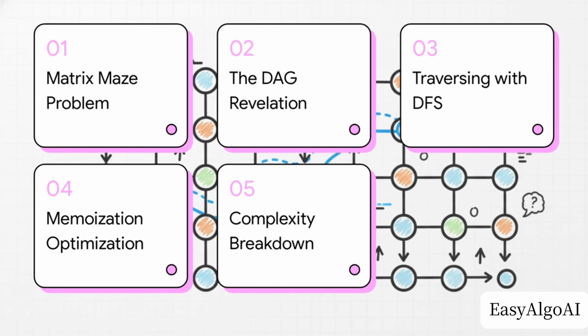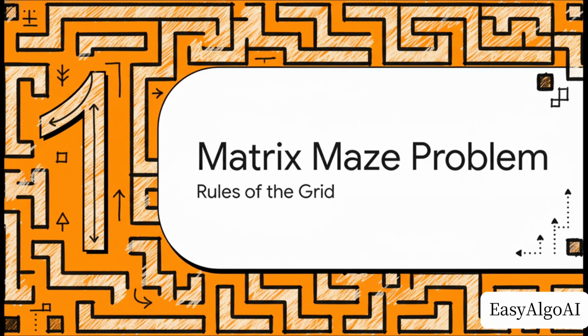So here's our logical roadmap. We'll start with the matrix maze problem, move into the DAG revolution, then traversing with DFS, followed by the memoization optimization, and finally a quick complexity breakdown. All right, let's kick things off with section 1, the matrix maze problem.